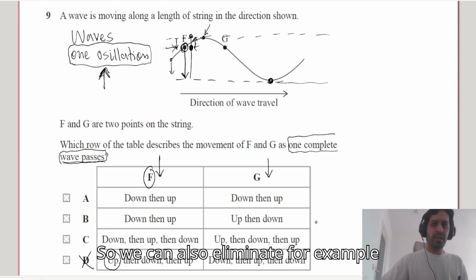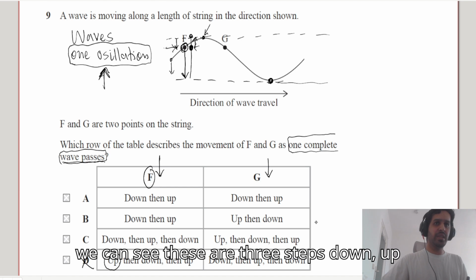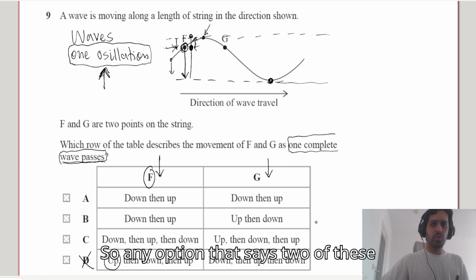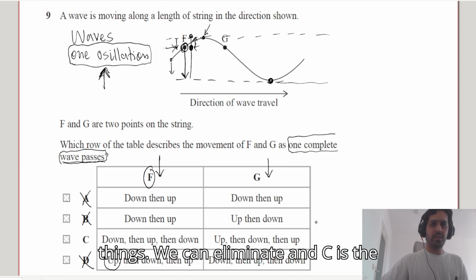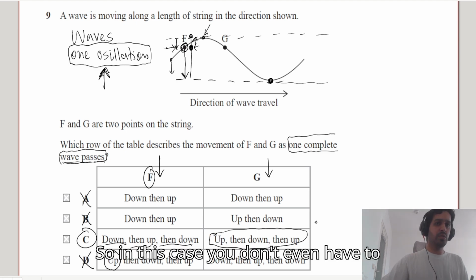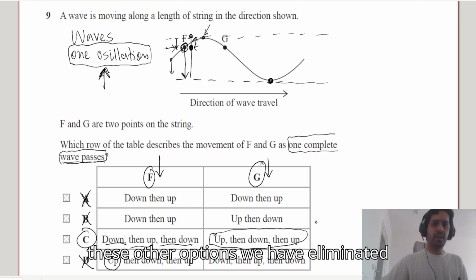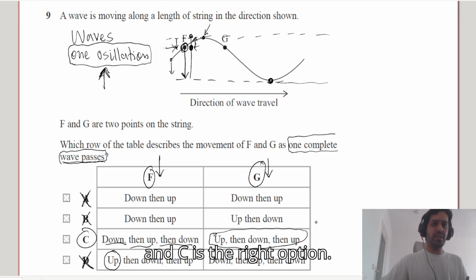So we can also eliminate, for example, down then up, because we can see these are three steps: down, up, and then again down. So any option that says two of these things we can eliminate, and C is the right option. So in this case, you don't even have to look at the second column, G, because all these other options we have eliminated, and C is the right option.